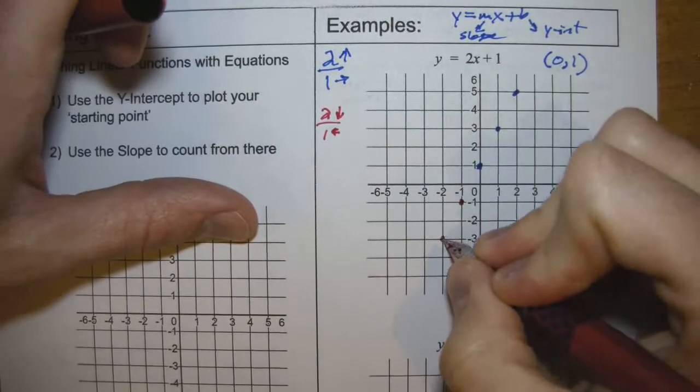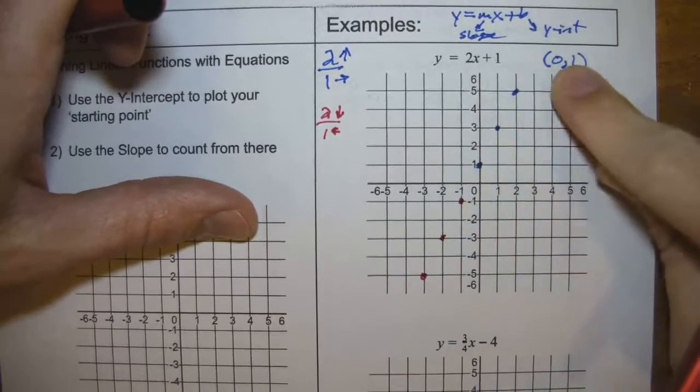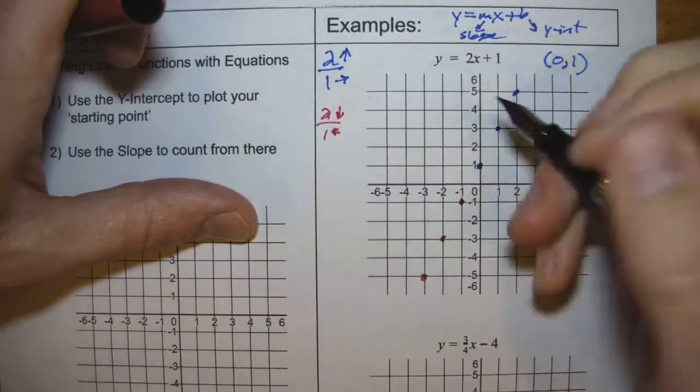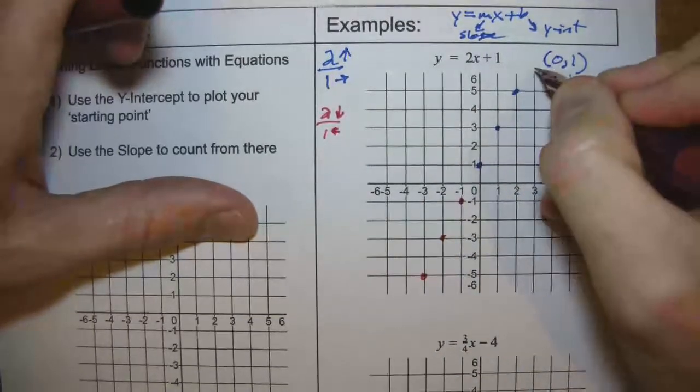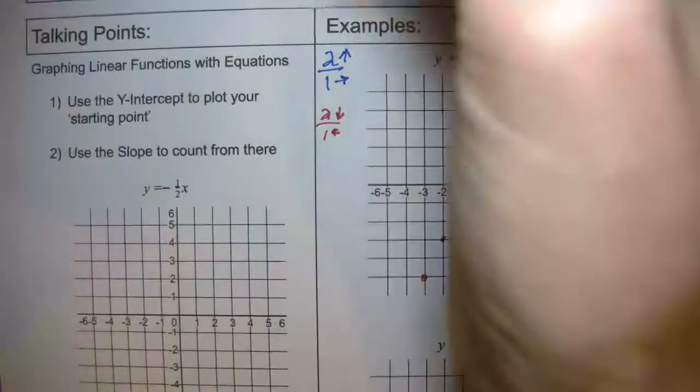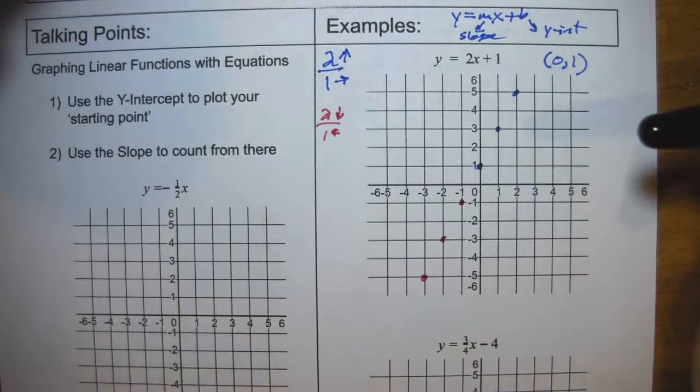Down 2 and then left 1, down 2, left 1. And notice these all fall in line. If I tried to go up and left, well, notice that would give me some sort of V pattern here. I want them all in line. So once you get enough points that you feel comfortable, do not eyeball it.